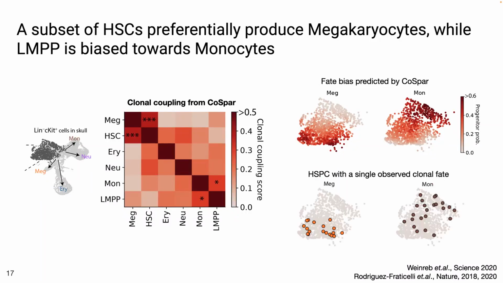So we turn to the raw data to test whether this is indeed the case. We select the clones that only have an observed fate bias to give rise to megakaryocyte, and we ask where the early progenitors come from. And indeed, the early progenitors of these clones are localized in the lower part of the HSC region. Similarly for monocyte, you see there are a lot of clonally related cells for monocytes that are enriched in this LMPP region.